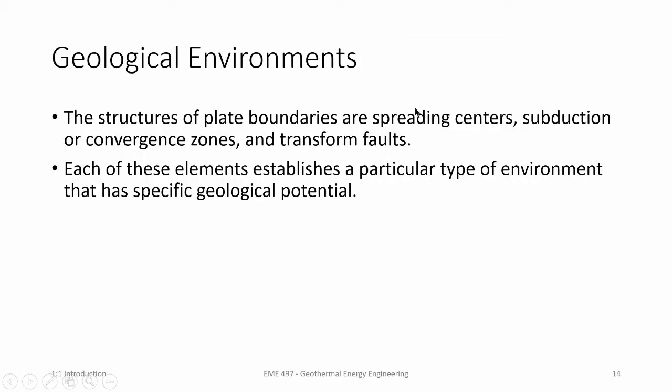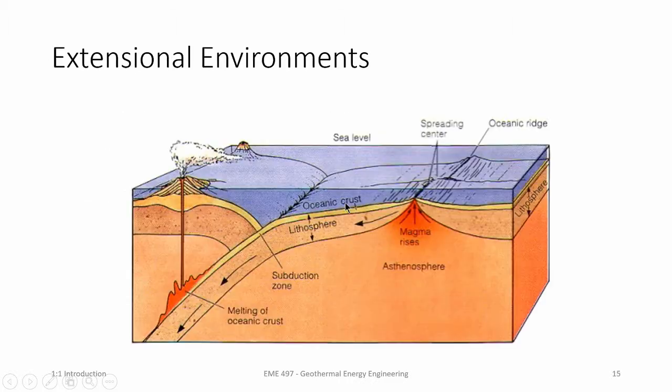The structures of plate boundaries are spreading, subduction, convergence zones, and transform faults. All these have high activity for geothermal potential, and it is also where you find a significant amount of earthquakes. So here we have an extensional environment. Right here, this plate is moving to the left, this one to the right, causing magma to rise up and fill the void in the middle. These are most common on oceanic crust.